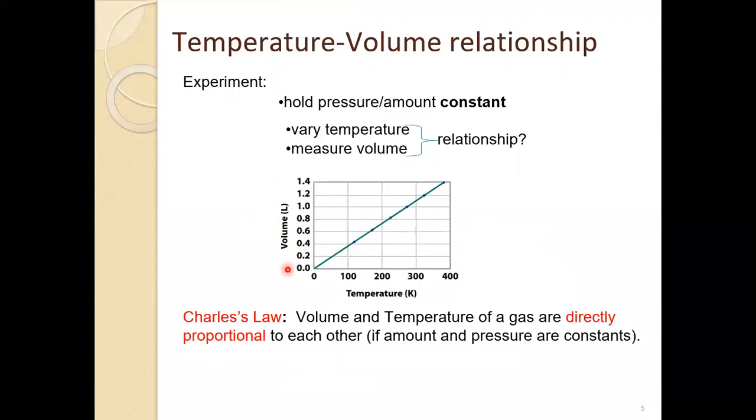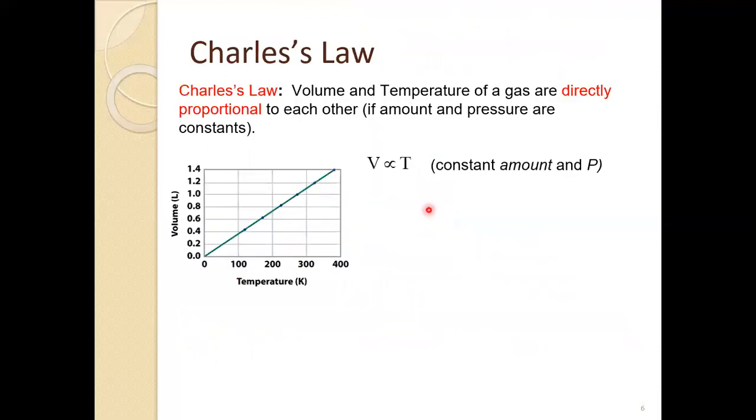And this relationship is summarized by what's known as Charles's law. That volume and temperature are directly proportional to each other, assuming the amount and pressure are constants. We can summarize it this way mathematically, that volume is proportional to temperature, which says as one increases, the other one has to increase. If one decreases, the other one has to decrease. Once again, considering under this disclaimer that we have a constant amount of gas and a constant pressure.